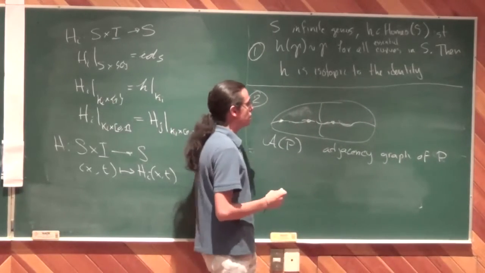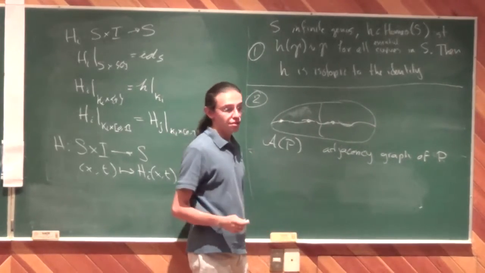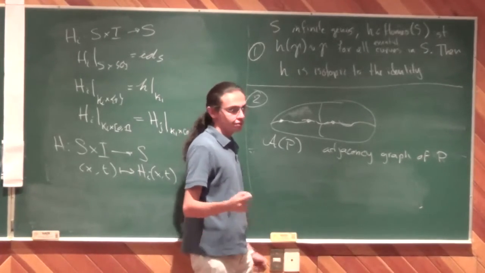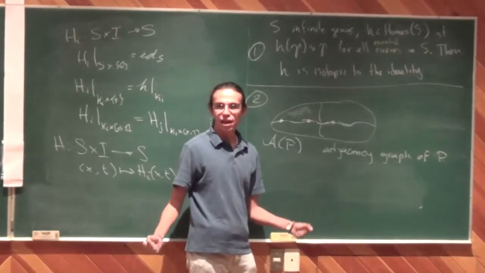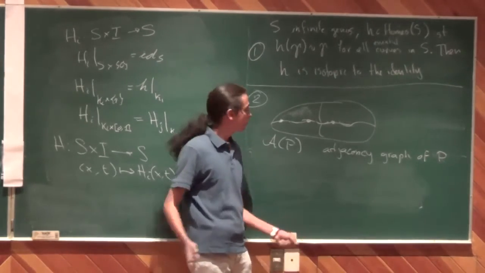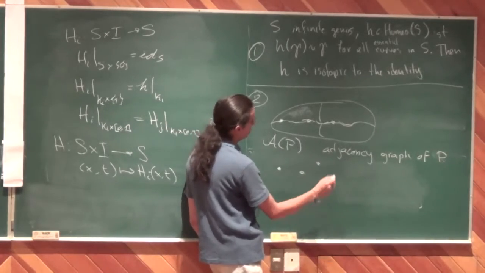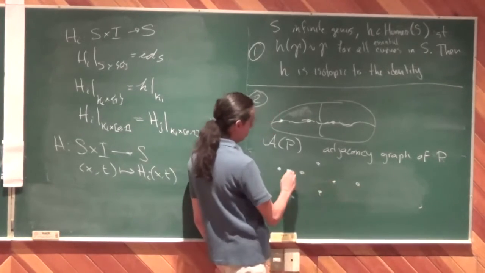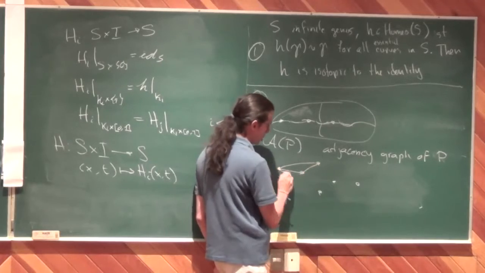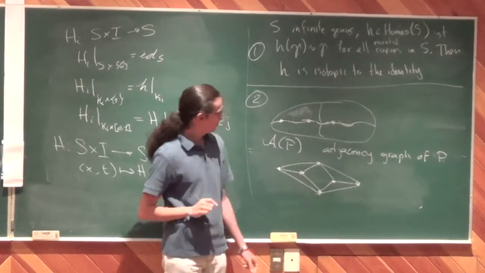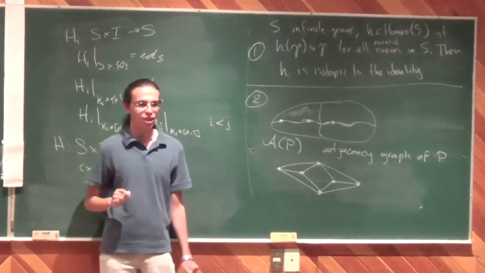Its vertices are the curves of the pair of pants, and they form an edge if they are adjacent. Okay? So in this case, we would have something along this line. We would have something like this. Okay?